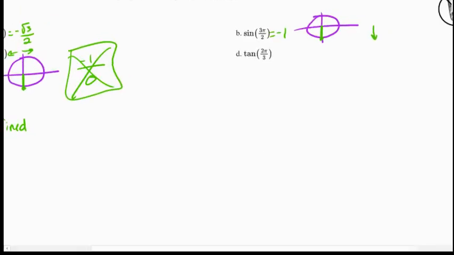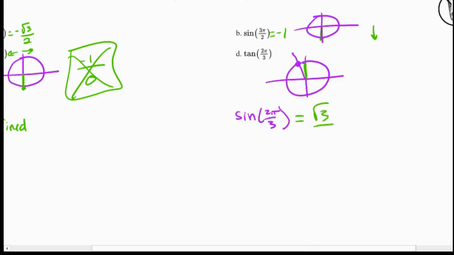And the last one here, tangent of 2 pi over 3. So when I sketch 2 pi over 3, that's the tall one like this, meaning first, sine of 2 pi over 3 is going up, so it's positive. Sine, the y value, is the long side. So that's going to be root 3 over 2. Then my cosine is going to be the short side, which is 1/2.